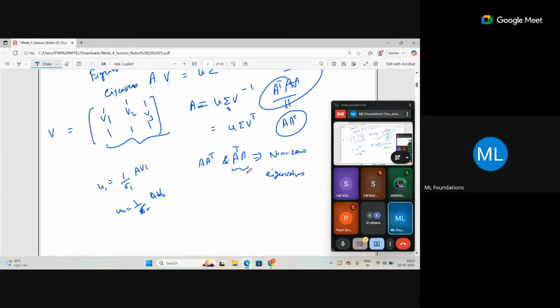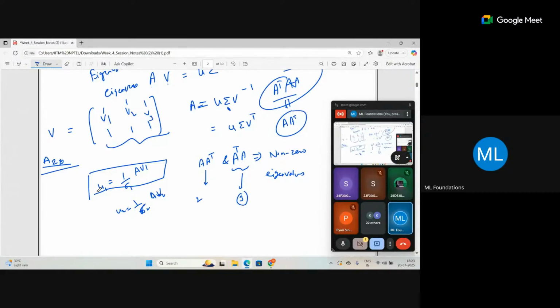Since this will have three, let's say in this case, A is 2 by 3. Then A transpose A will have how many eigenvalues? 3, and the other will have 2. So only two eigenvalues are the same. The third one will be 0. And if that is 0, then this Gram-Schmidt method will not work to find it.